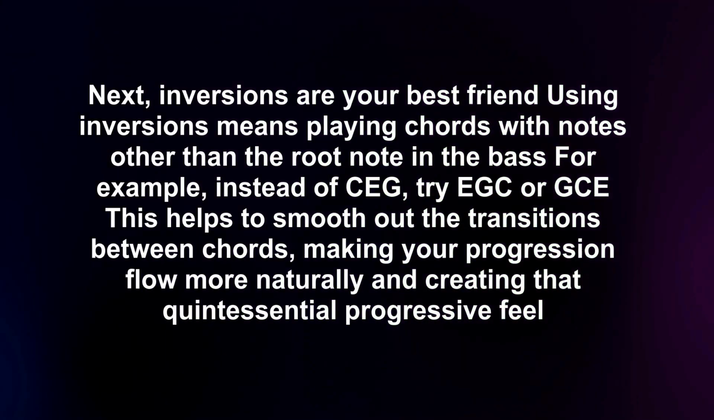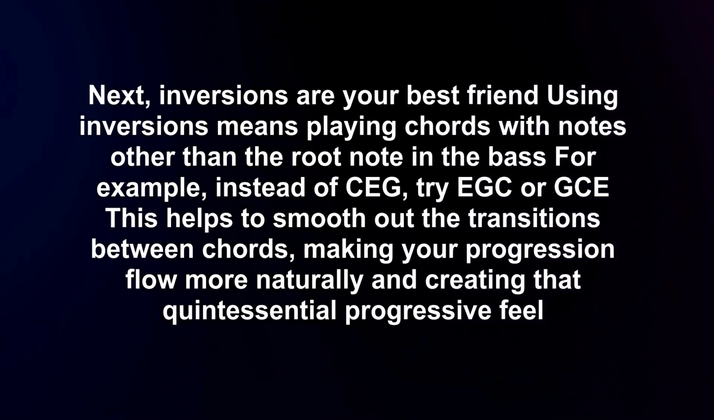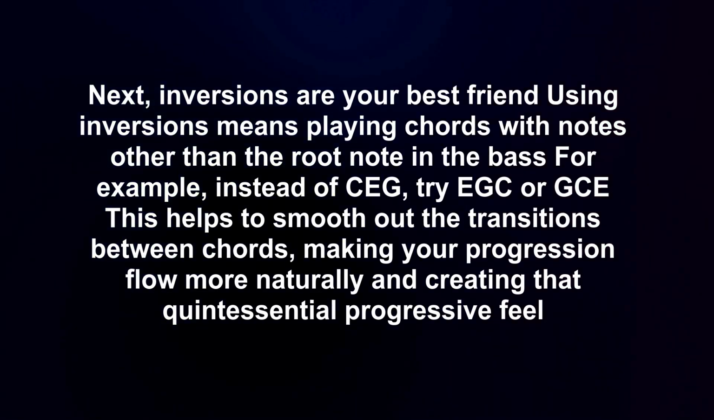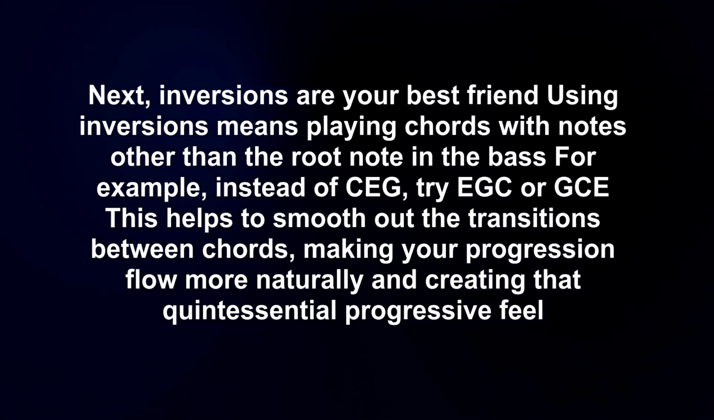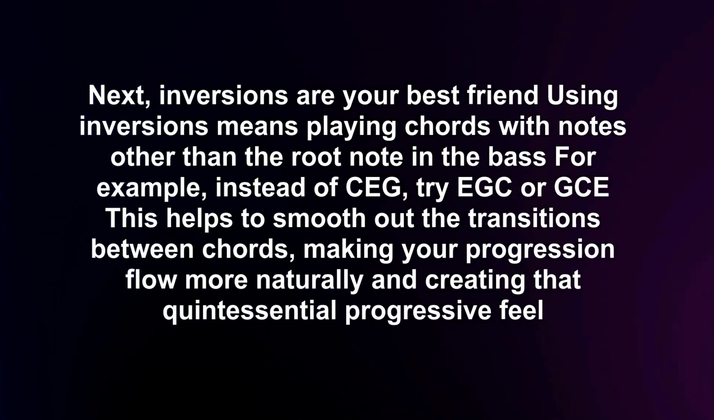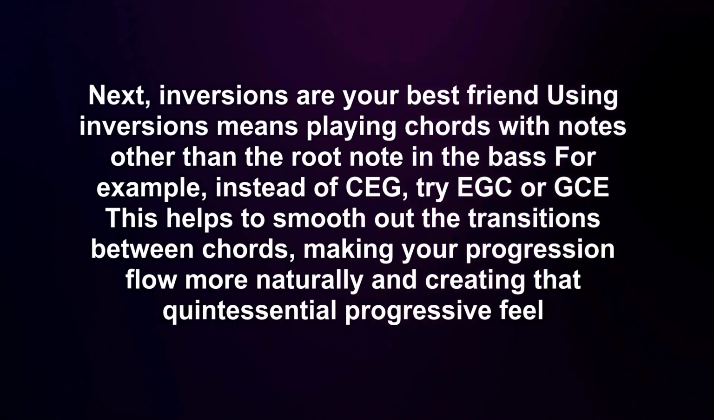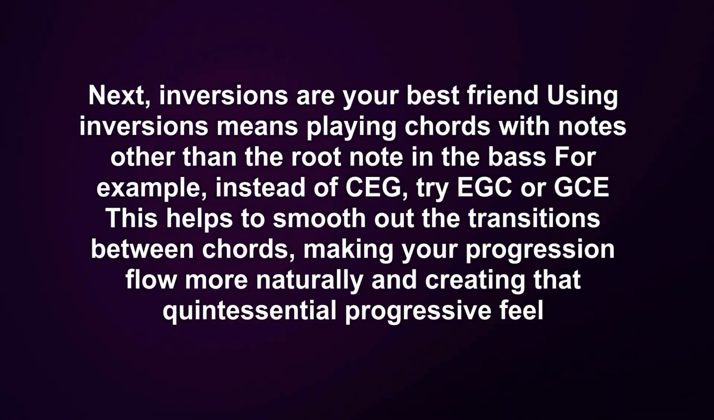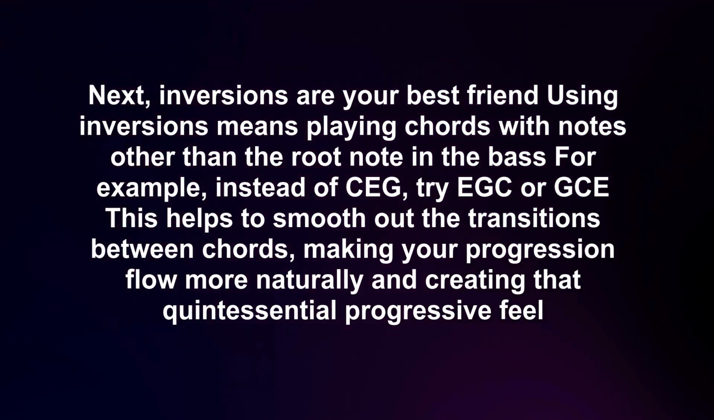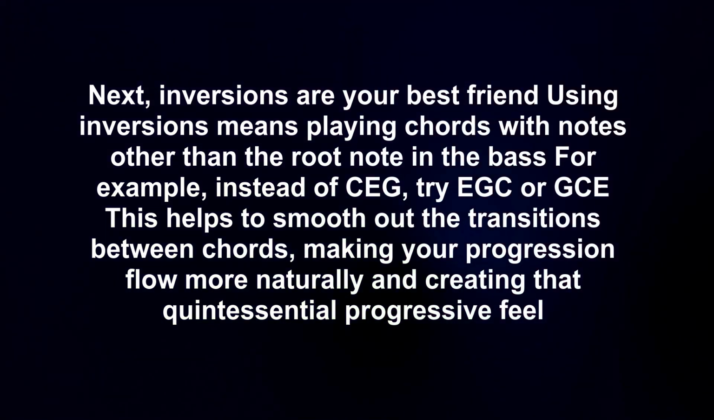For a C major chord, try playing C, G, E, and then C an octave higher. Next, inversions are your best friend. Using inversions means playing chords with notes other than the root note in the bass. For example, instead of C, G, try GC or GCE. This helps to smooth out the transitions between chords, making your progression flow more naturally and creating that quintessential progressive feel.